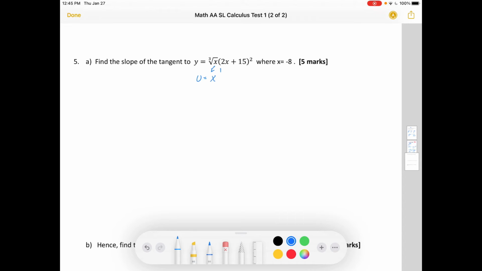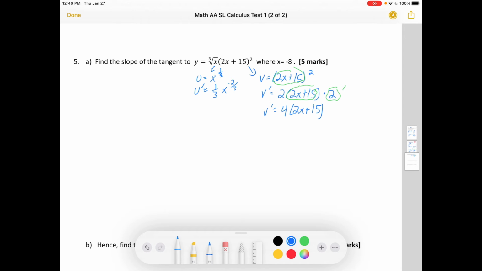U is x to the 1/3. Okay? U prime is 1/3 x to the negative 2/3. V has a lot going on. And so it's 2x plus 15 squared. It's a glob squared, so I'm going to pull that power down front times the derivative, right? Because this is a glob. So it becomes glob to the 1 times derivative of the glob, which I think we should probably write this way. 4 by 2x plus 15.